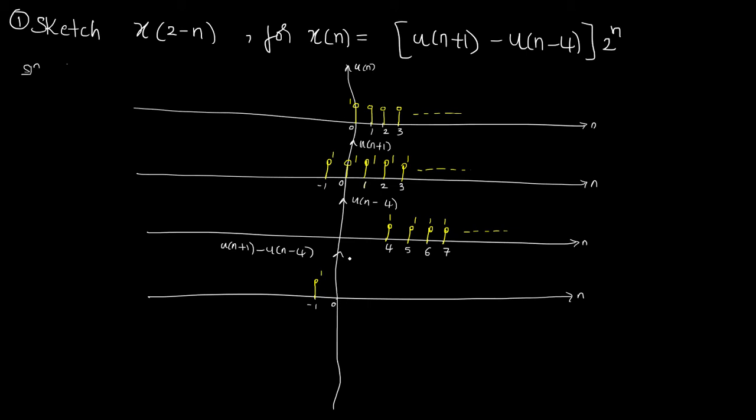Now at the origin, let us see. Here the amplitude is 1, here it is 0. 1 minus 0 is again 1. Now at 1, here you have amplitude 1, but at n equal to 1 here, the amplitude is 0. 1 minus 0 is 1. Now let us see at 2. The amplitude is 1 at 2 here, but here the amplitude is 0. 1 minus 0 is 1.